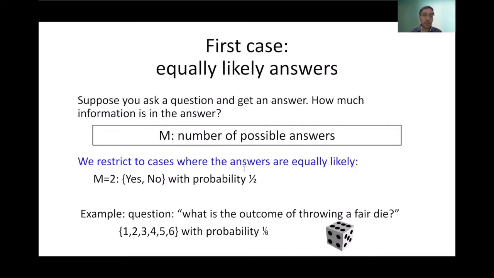So for instance, I'm considering questions where, if there are two possible answers, yes and no, they occur with equal probability 1/2 each. Or the question could be, what is the outcome of throwing a fair die? We know that in a fair die, all the faces have equal probability 1/6. So this is the class of questions that I will consider first. And then I will discuss the cases where different answers have different probabilities.